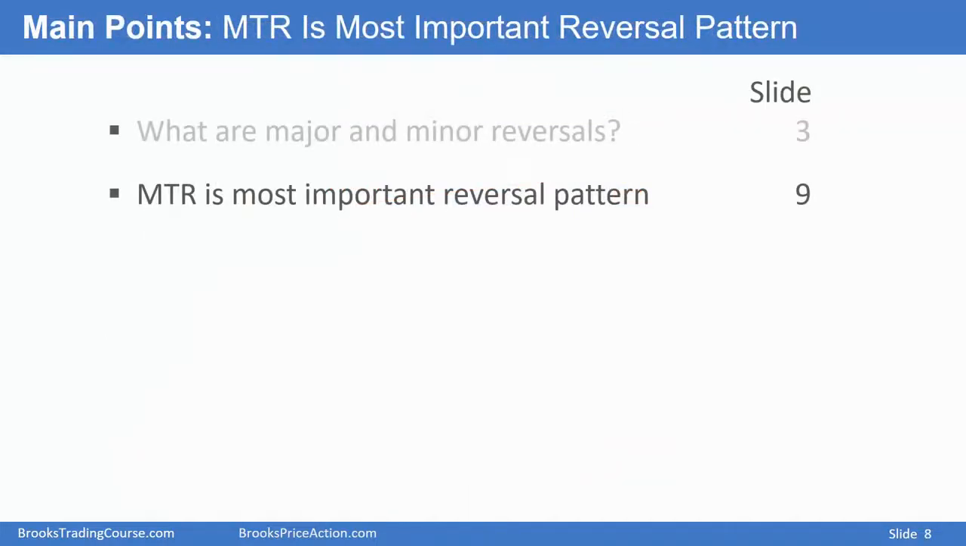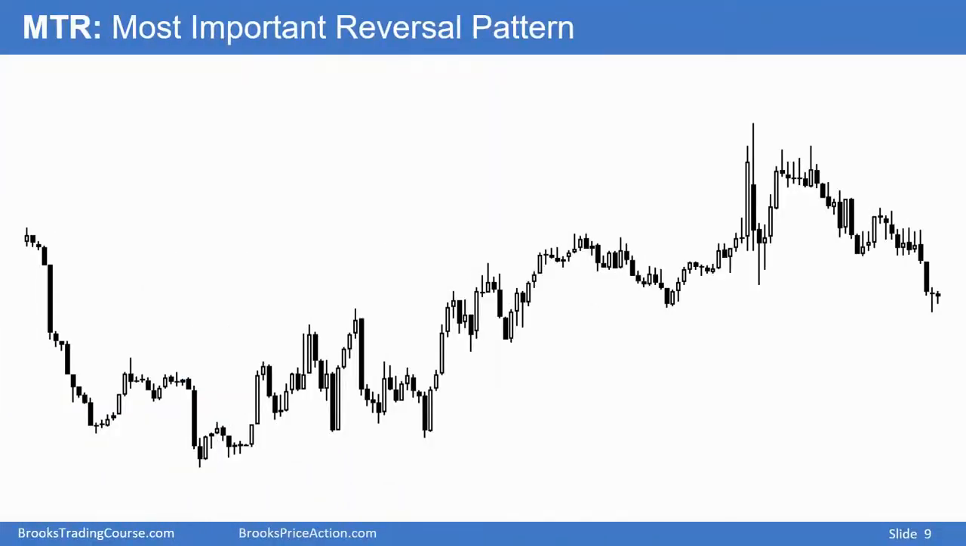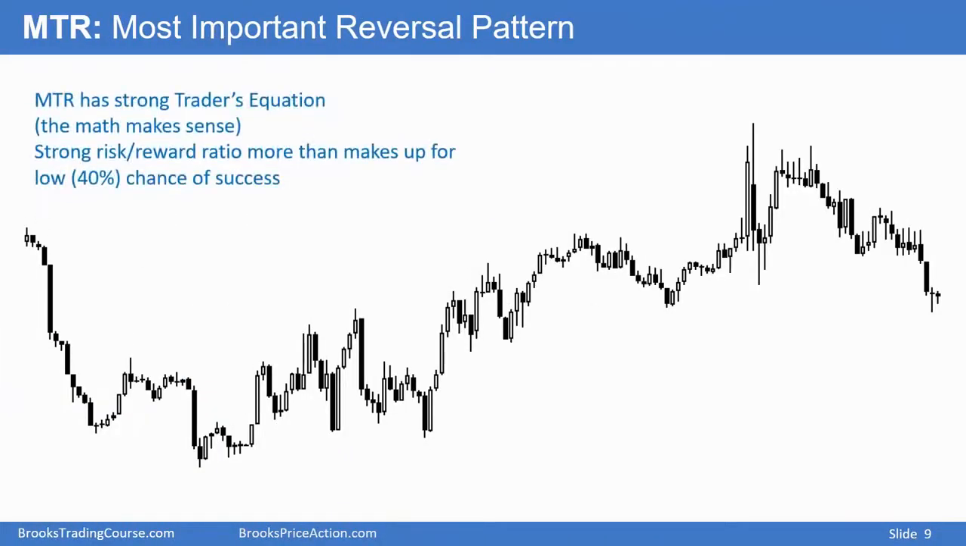There are many types of reversals: wedge tops, double tops, climactic tops, bottoms. Major trend reversal is the most important reversal pattern for most traders. A major trend reversal has a strong trader's equation. The math is good. The math makes sense. Even though the trade has only a 40% chance of a successful swing trade, the strong risk-reward ratio more than makes up for the low probability.